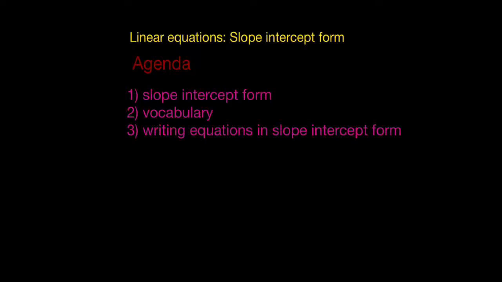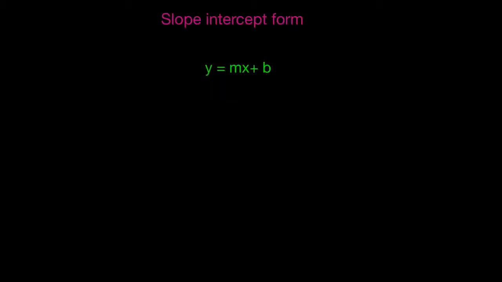Okay, today we're going to take a look at linear equations and the slope-intercept form of them. So I want to begin by introducing what slope-intercept form is, then I'll give you some vocabulary, and then we'll finish off with some examples. So basically, slope-intercept form is this formula right here, y equals mx plus b.